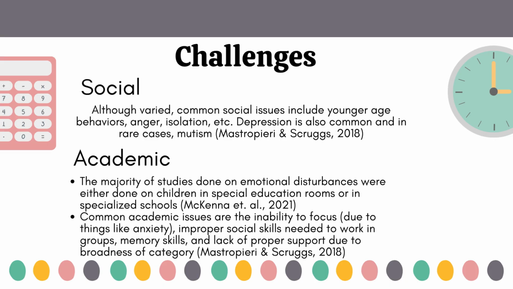Improper social skills that you would need to work in groups or to do your work. Memory and cognition skills that are not brain related. And when I say that, I mean that are not related to like a brain injury. Lack of proper support. Due to the broadness of this category, you really have to tailor it to the child, and no two cases are truly alike.